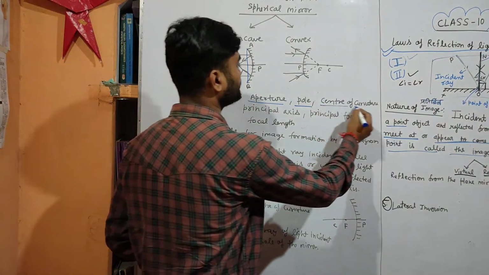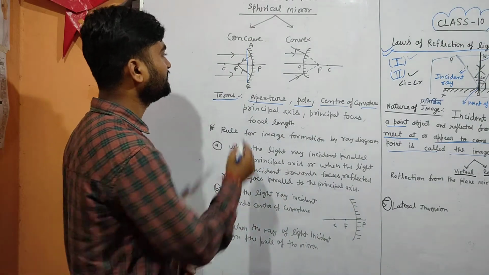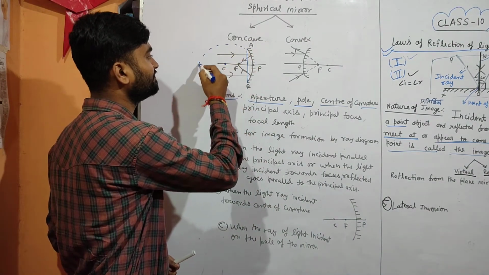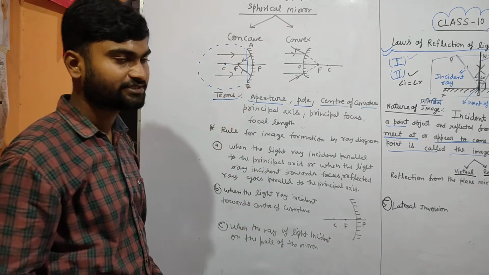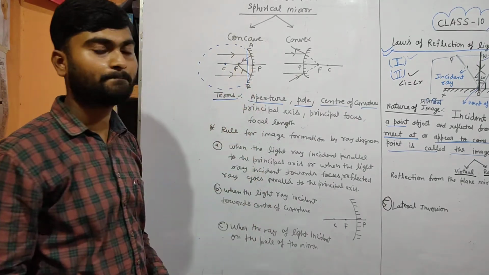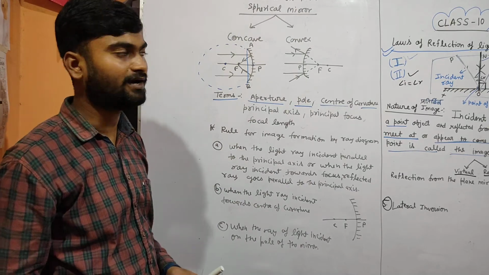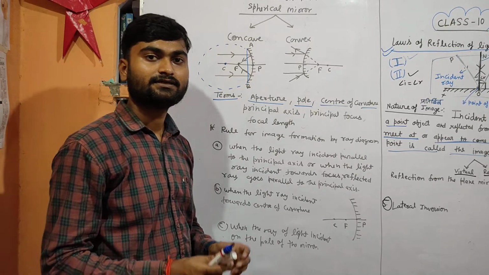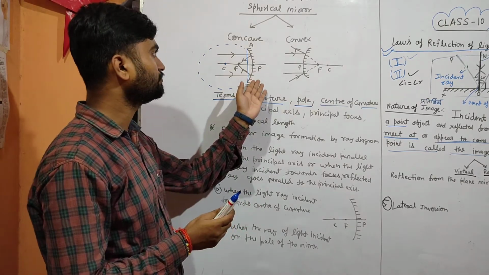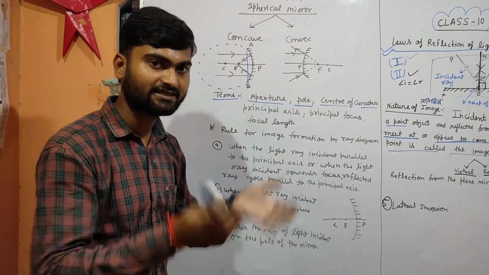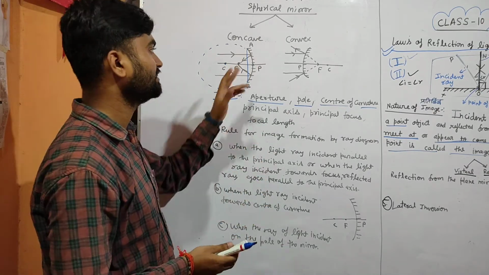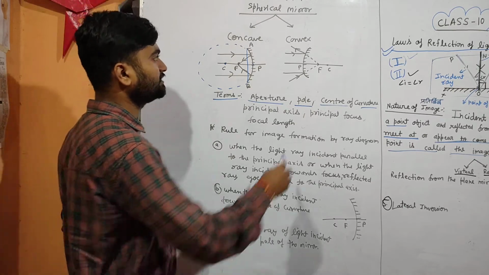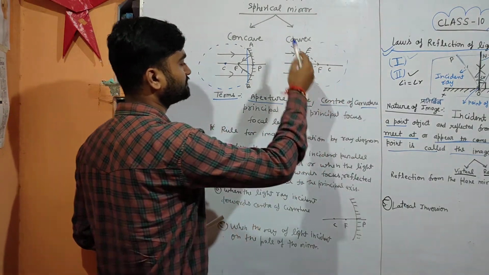Now center of curvature. The center of the spherical shell of which the mirror is a part is known as the center of curvature. इसका कहने का मतलब क्या है, जो मिरर है वो जिस स्फेरिकल सेल का पार्ट है उसका सेंटर इस मिरर का सेंटर ऑफ कर्वेचर कहलाता है, राइट? Similarly for this, right?